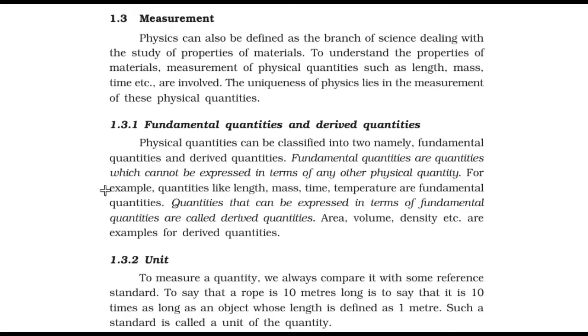First one is fundamental. Fundamental quantities are the quantities which cannot be expressed in terms of any other physical quantities. For example, time, mass, length, temperature, etc. Second one is derived quantities. Quantities that can be expressed in terms of fundamental quantities are called derived quantities. For example, area, volume, density, etc. are the examples of derived quantities.